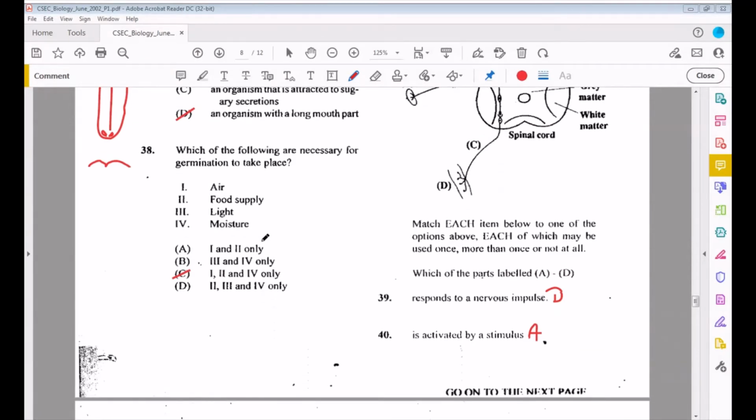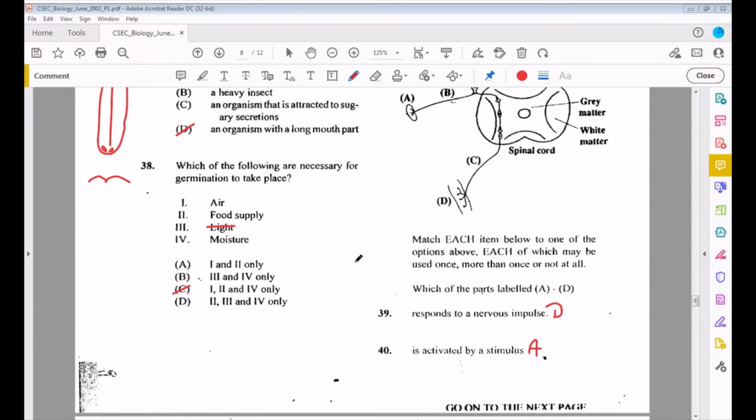Then 38. Which of the following are necessary for germination to take place? We know for germination to take place, we do not need sunlight. This has nothing to do with it. The plants have no leaves to photosynthesize at that point. So anything with 3 is wrong. So we already know B and D, we could eliminate that. A is saying that we only need 1 and 2, but remember, we also need the moisture to help with the activation of the enzymes as well as the mobilization of the food stores to the growing areas and also to loosen up that outer skin there. So the answer would be 1, 2, and 4, which is C.